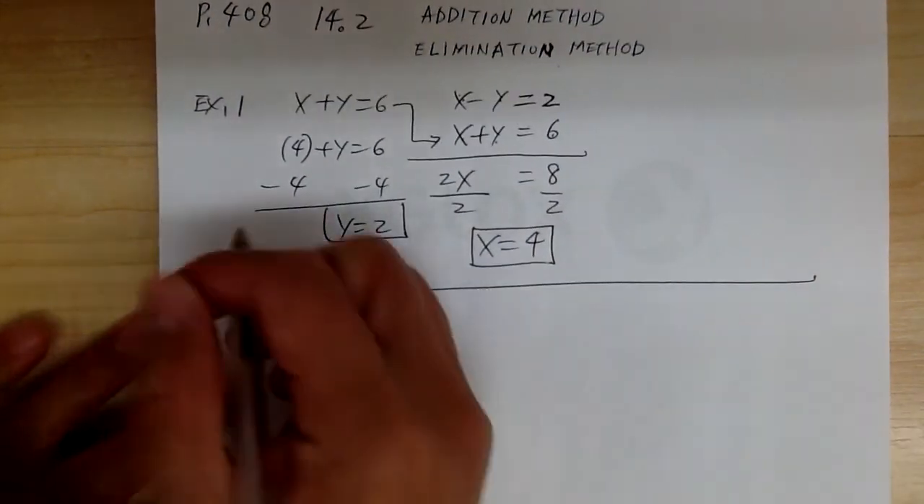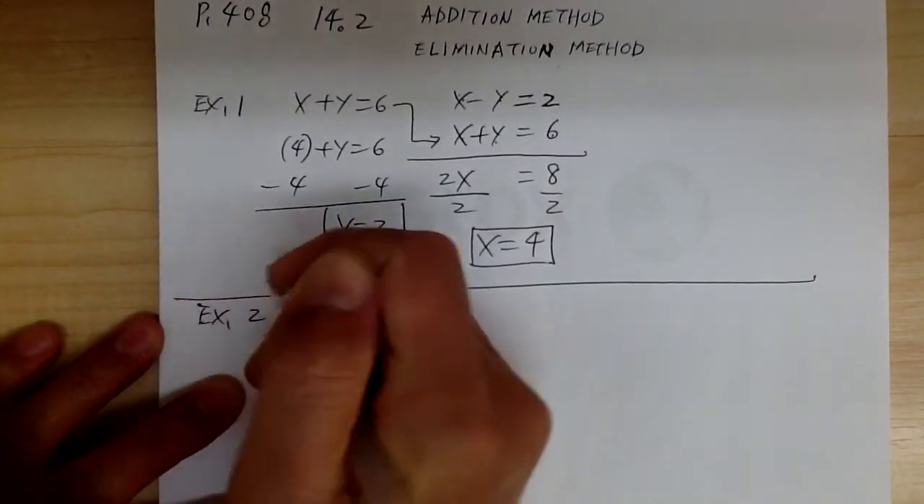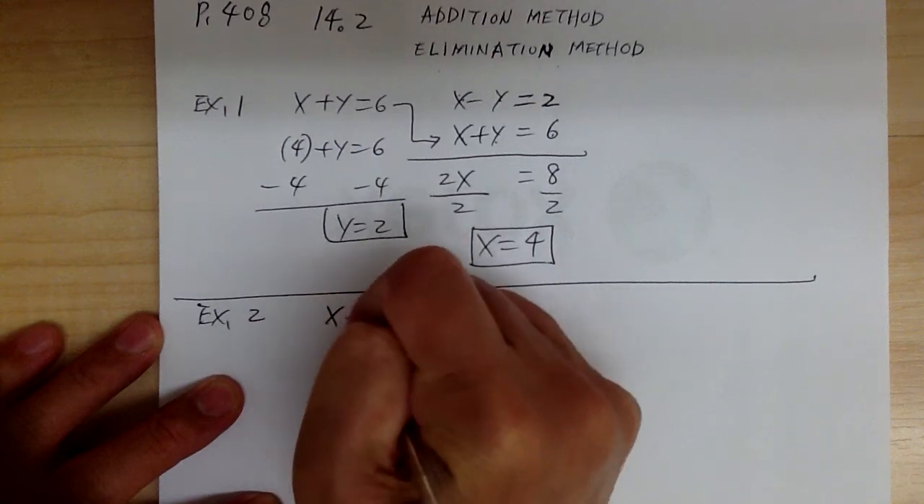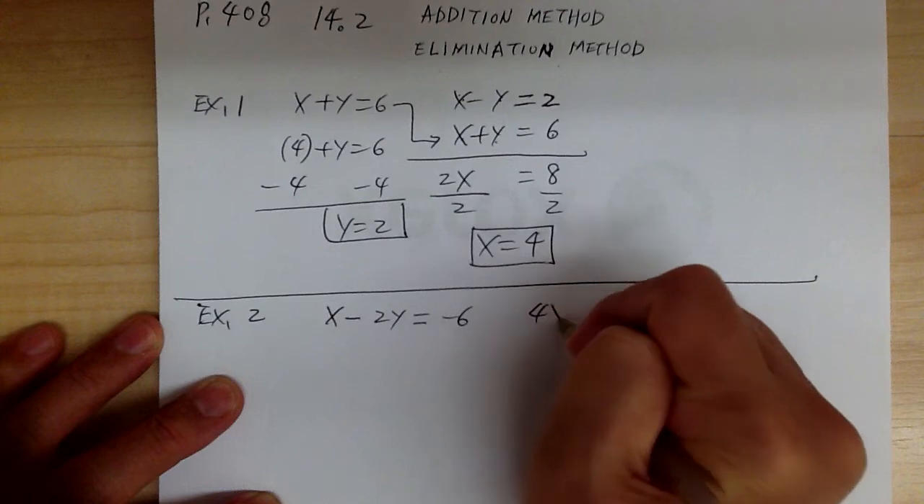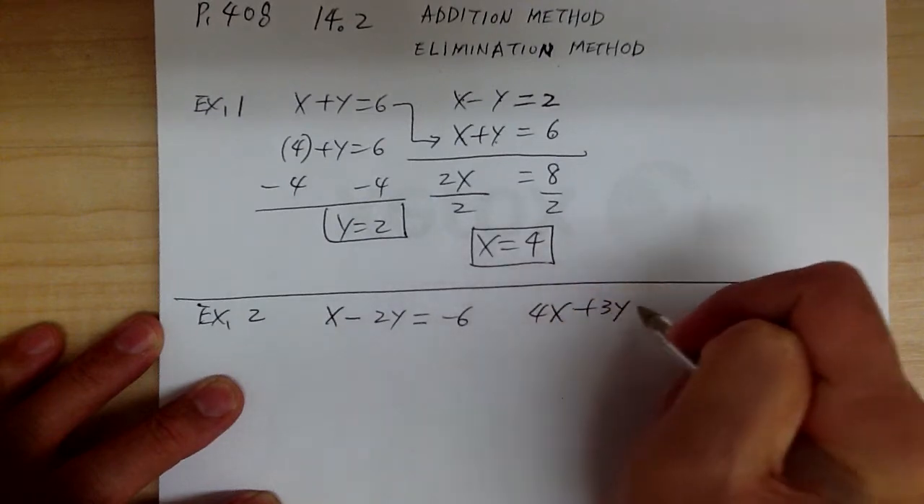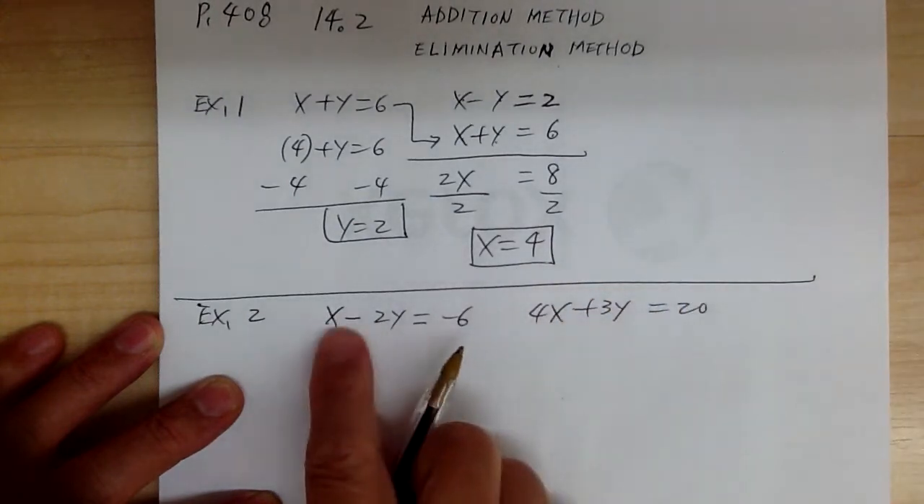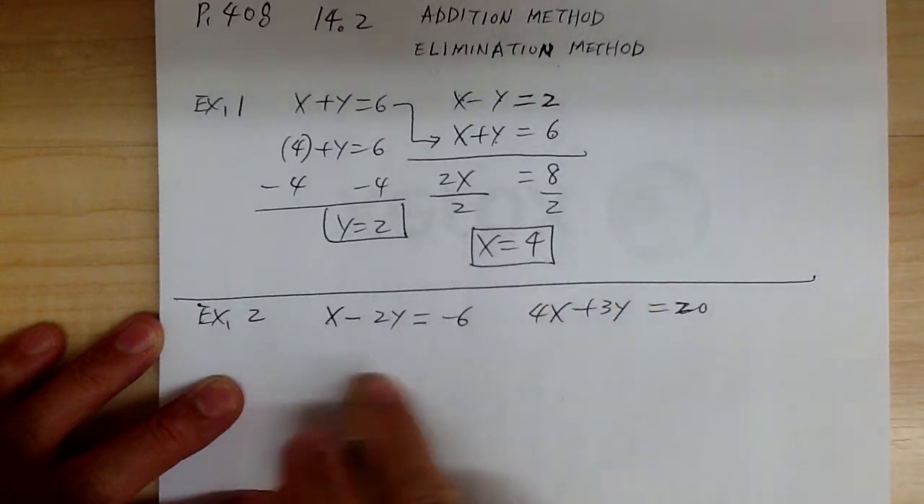Okay, now let's go to example 2. So you've got x minus 2y equal to negative 6. And you've got 4x plus 3y equal to 20. Again, write the two equations side by side so you have room to work underneath.